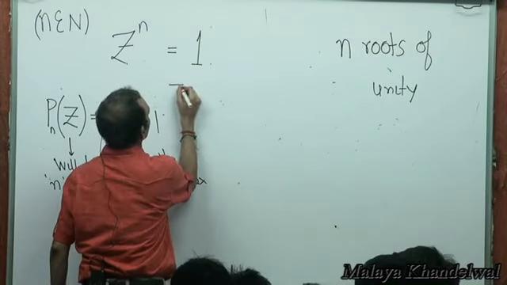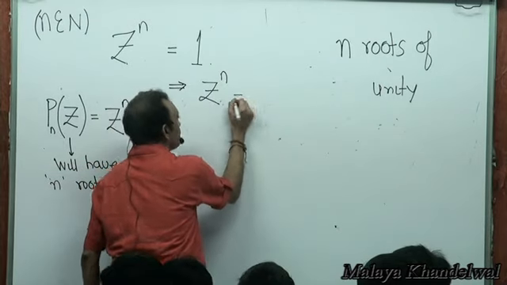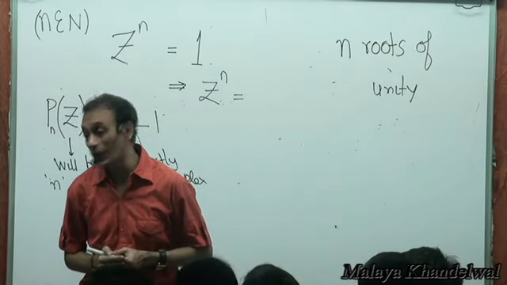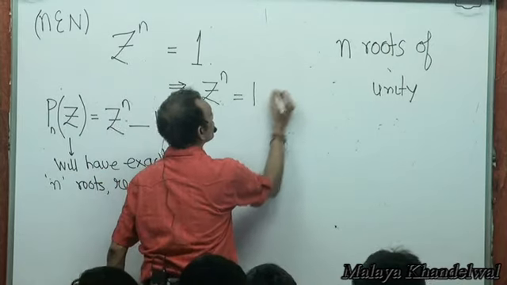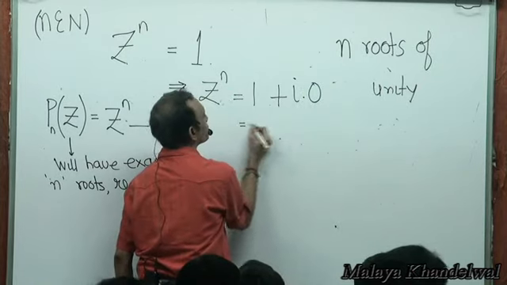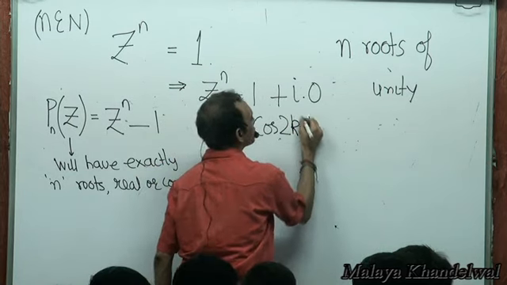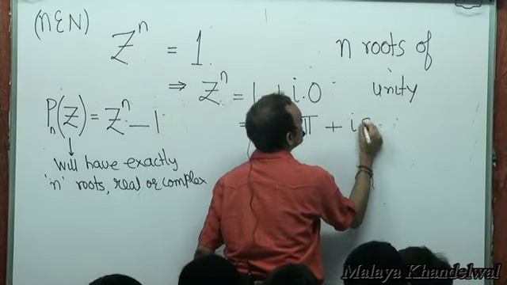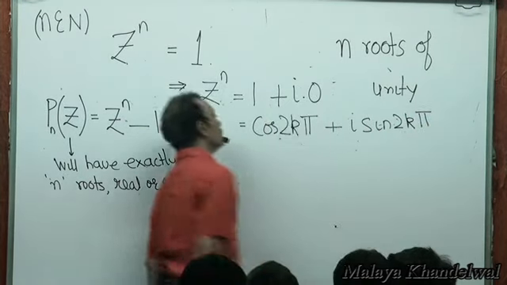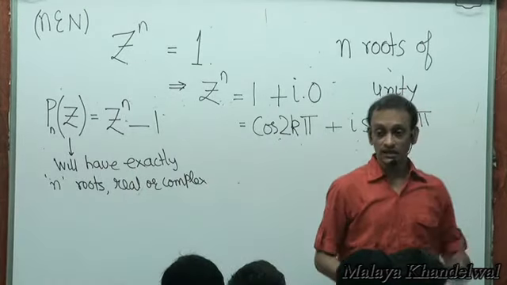Now, this gives me z to the power n equal to, see, 1 could be written as 0 plus i, 1 plus i into 0, which is cos 2k pi, 1 is cos 2k pi, 0 is sin 2k pi. Yes or no? But cos theta plus i sin theta is e to the power i theta.